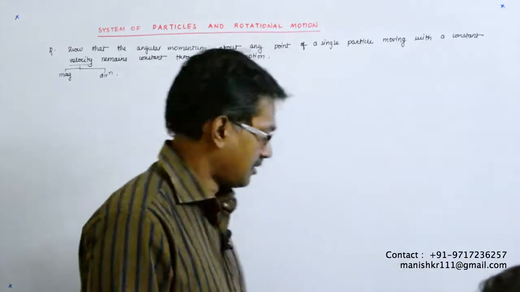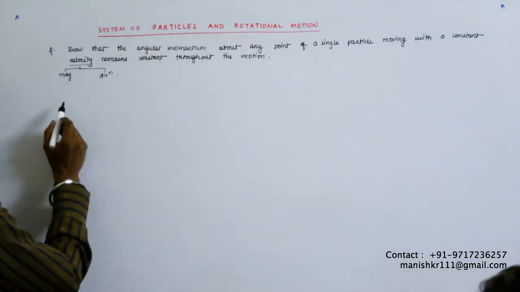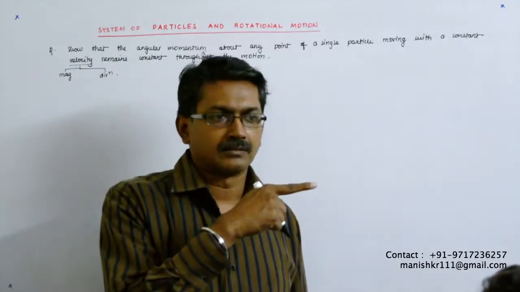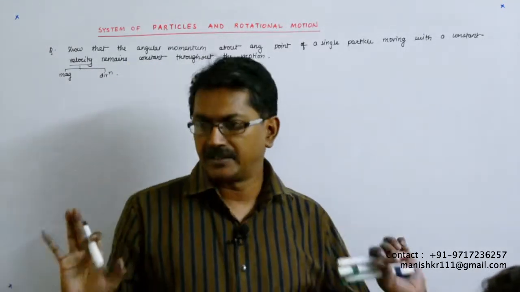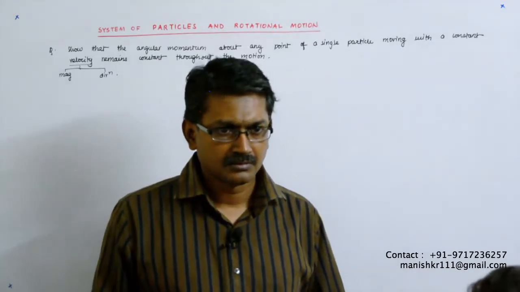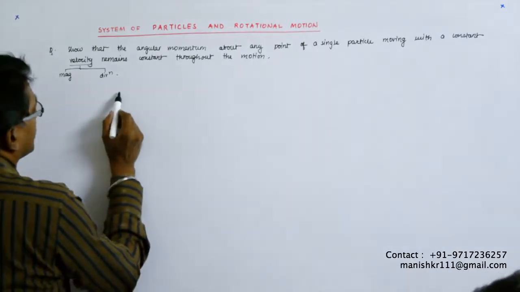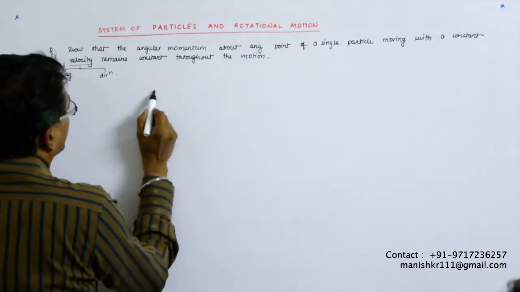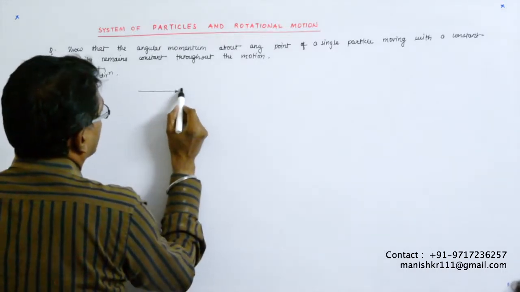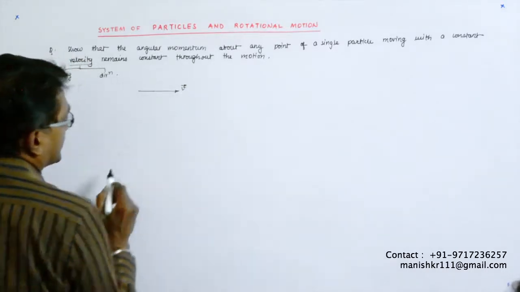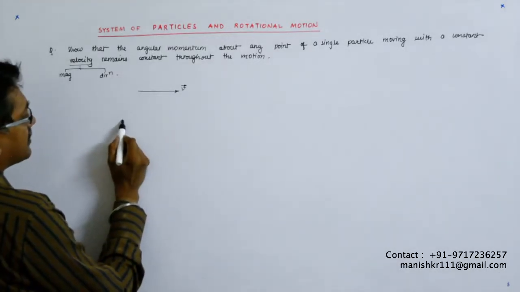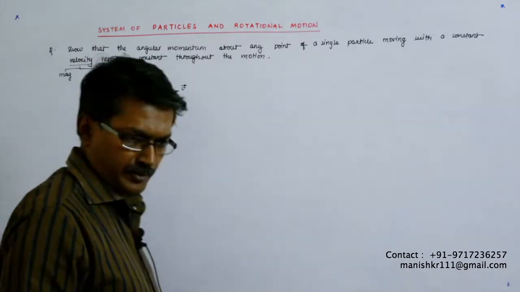Okay. So what does it mean? It is a linear motion. So the particle is moving in a straight line with constant speed. Speed is what? Modulus of velocity. Correct? So let us say the particle is moving like this, and this velocity is a constant, and I am trying to find out its angular momentum about this point.